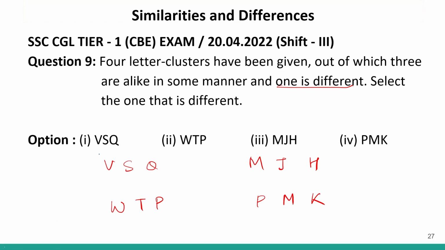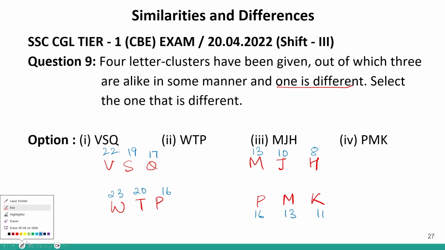Okay. So, V is ranked at 22. S is ranked at 19. Q is ranked at 17. W is ranked at 23. T is ranked at 20. P is ranked at 16. Similarly, M is ranked at 13. J is 10 and H is 8. And over here we have P 16, M 13 and K at 11.